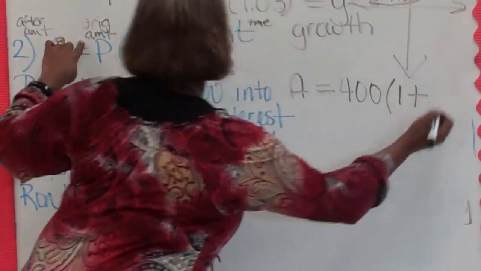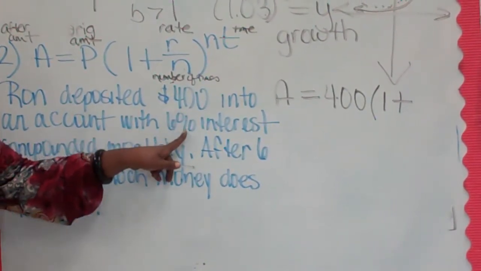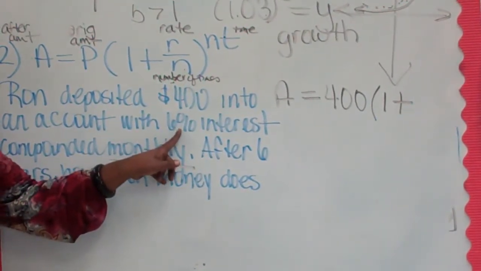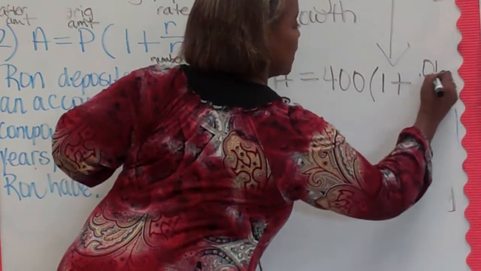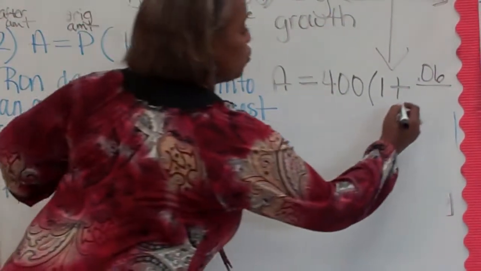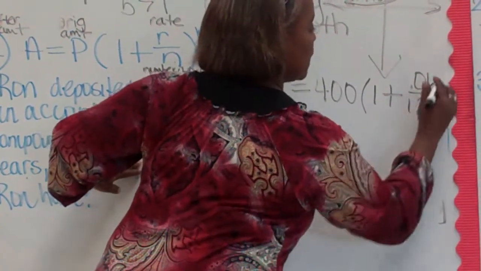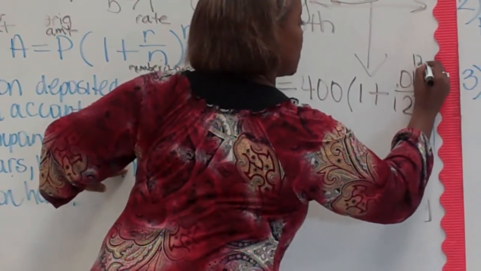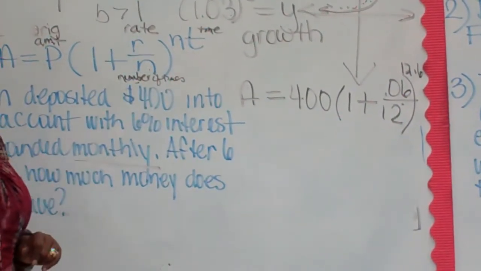Parentheses 1 plus. The rate is 6%. Change your percent to a decimal. Drop your percent sign and move the decimal point, which is sitting there, 2 places to the left. So you have 0.06 over the number of times, which is monthly, so it's 12. The whole thing is raised to the 12 times 6 power, 12 times 6 years. Okay?